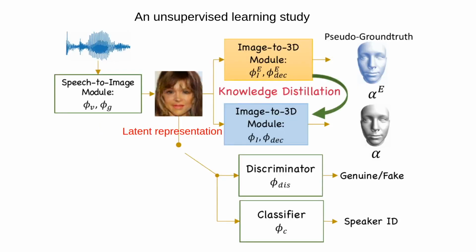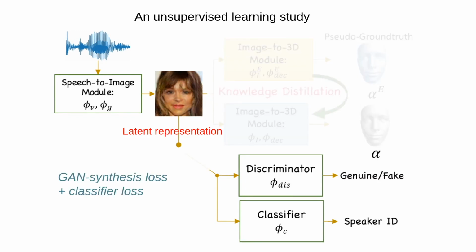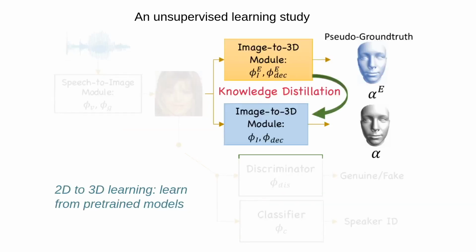Next, we adopt an unsupervised model, using a latent image representation. It can be divided into two parts. The first is to synthesize potential face images using GAN losses. Next, a distillation approach is taken to learn from a well-pre-trained monocular 3D face reconstruction model. Combining image synthesis and 2D to 3D modules, we can obtain a voice to 3D face regressor.